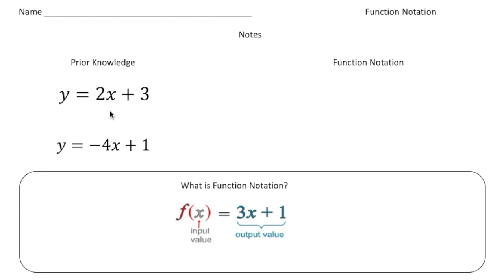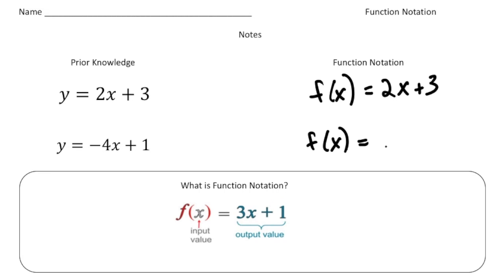To write them in function notation, all we're going to do is write it as f of x equals 2x plus 3. And then this one here, y equals negative 4x plus 1, we're going to write as f of x equals negative 4x plus 1. So anytime you see f of x, this really just means y.